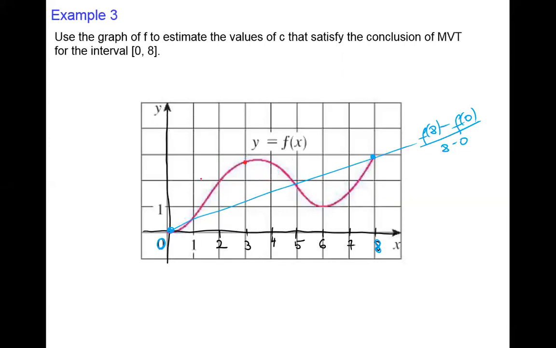Maybe. I think so. I need the line somewhere. Yes, I think 3 will be good. Let me try. I think 3 is a good point, because the value of the slope is exactly the same as this one. Good. It's parallel. Okay, and one more. What do you think? Where will be the other point that I can draw another red dot?